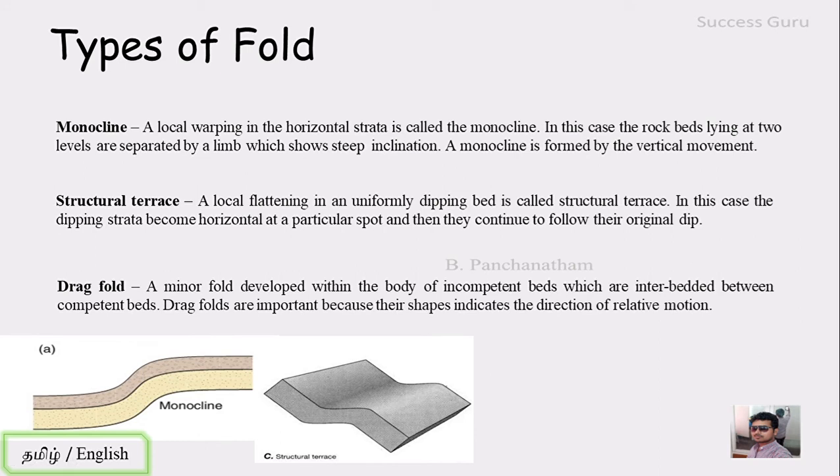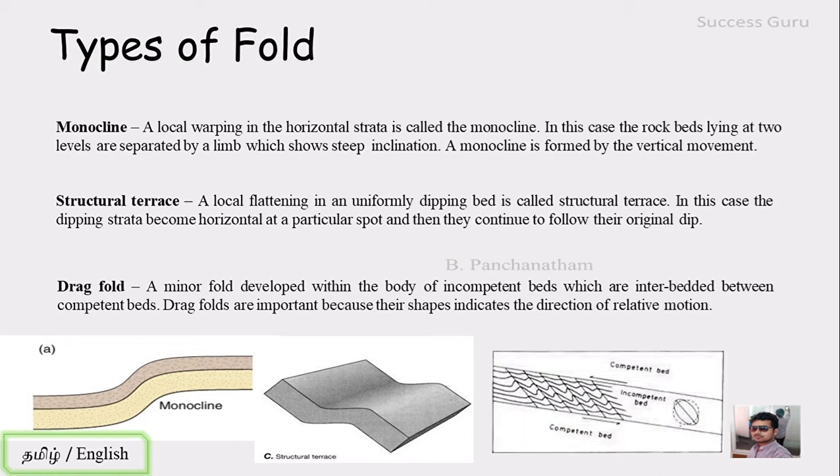And the next one is a drag fold, which is a minor fold developed within a body of incompetent bed, which is interbedded between the competent beds. The drag shape indicates the direction of the relative motion. Okay, so this is a competent rock which will not bend so easily, it will simply break, right? This is a competent rock which will break immediately, like a hard quartz, something like that. And this is an incompetent rock which can easily bend.